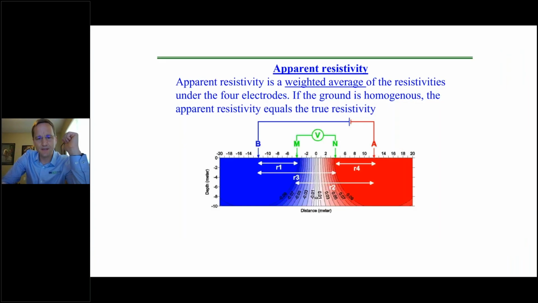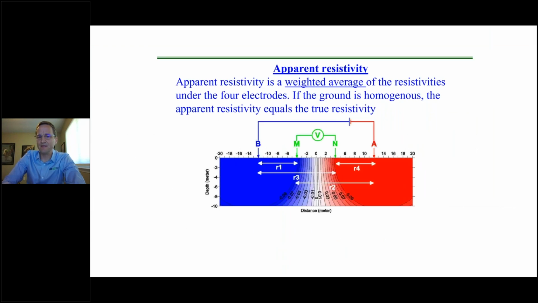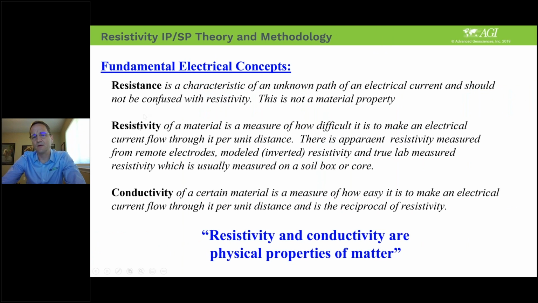So now into the nuts and bolts of these surveys. Fundamental concepts: resistance versus resistivity. If you have the geometry, you can convert it to the unit material property with that unit. Resistance is not a material property. So knowing or having a good plan and tracking of where those electrodes were placed is very important.